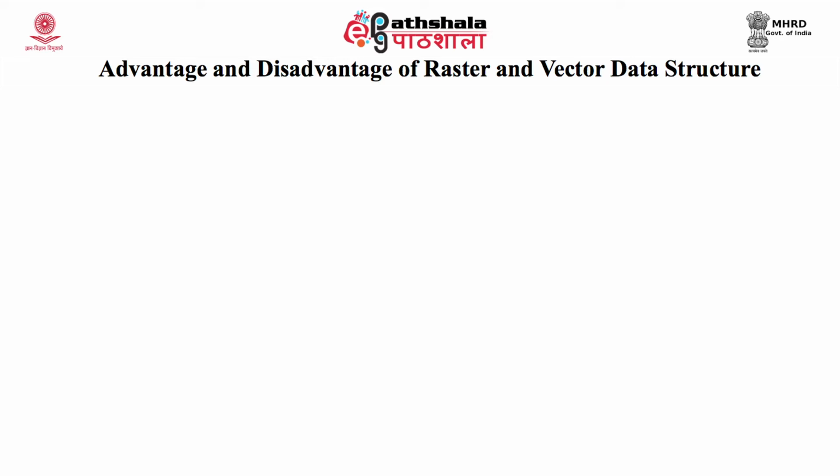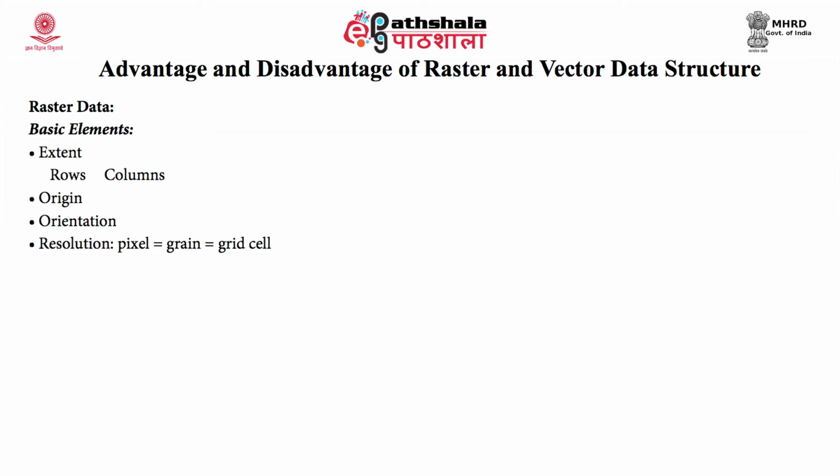Now when we look into the raster data structures, the basic elements are the extent, which is the rows and the columns, the origin and orientation, and the resolution, which is the pixel, and the grid cell, which is a very much basic element of the raster data structures.